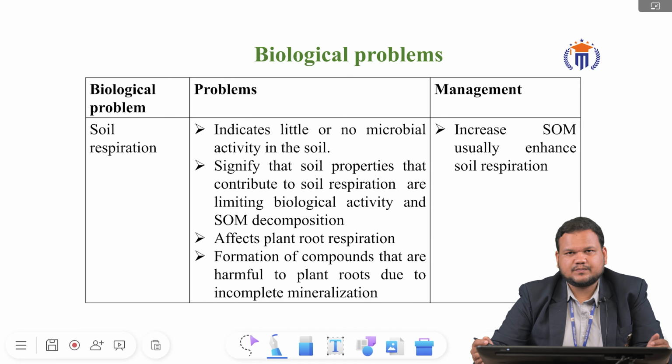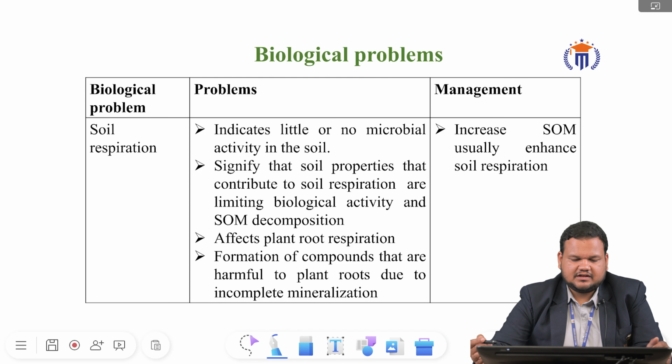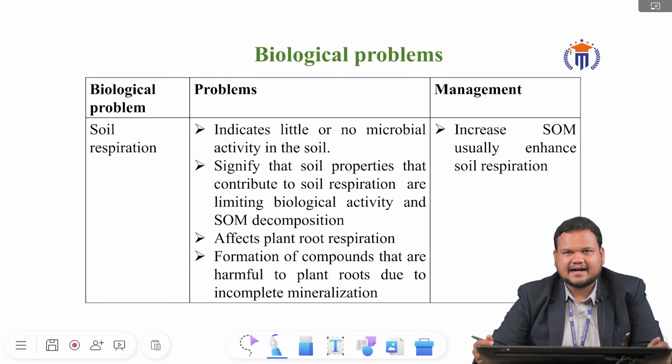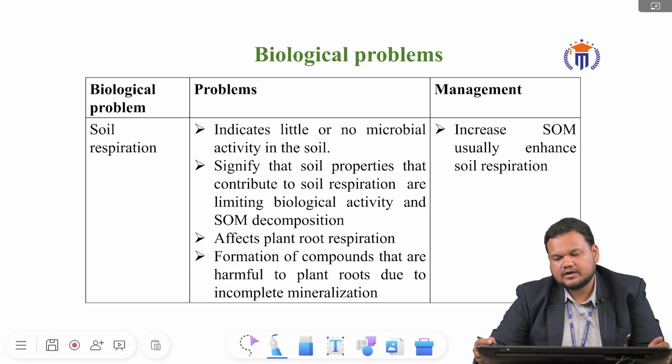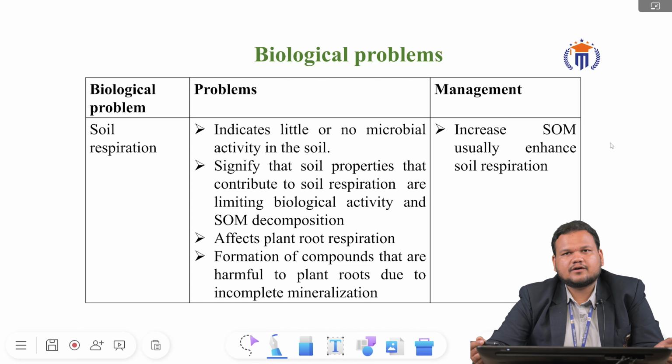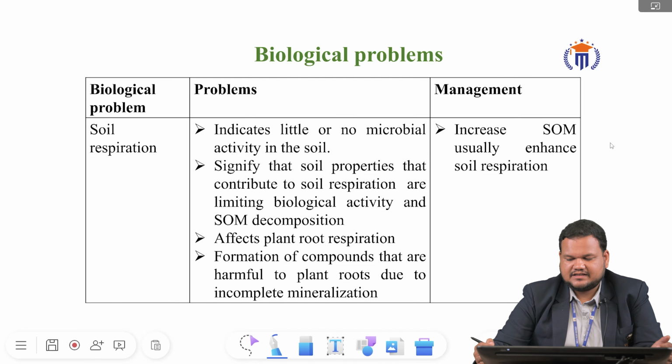So next, coming to your soil respiration. This is an indicator for your microbial activity. If the soil respiration is more, there is more microbial activity. If the soil respiration is less, there is less microbial activity. And also it affects plant root respiration in case of your very congested soils. There is very little respiration, or in purely reduced conditions, this will lead to formation of harmful compounds. And the management practice which we can do is increasing the soil organic matter, which will automatically increase the microbial activity, leading to enhanced soil respiration.